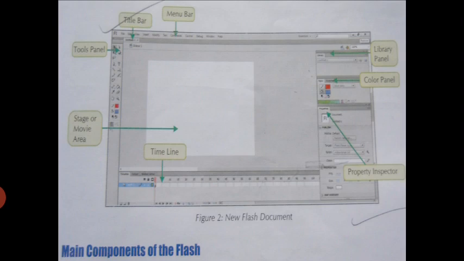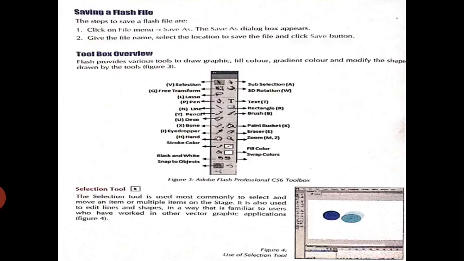Okay children, let's revise this one. Now let's learn how to save a file in Flash. So you know, everywhere we use the Save As option. So click on the File menu, then the Save As dialog box will appear. Then write the file name, select the location, and click on the Save button.